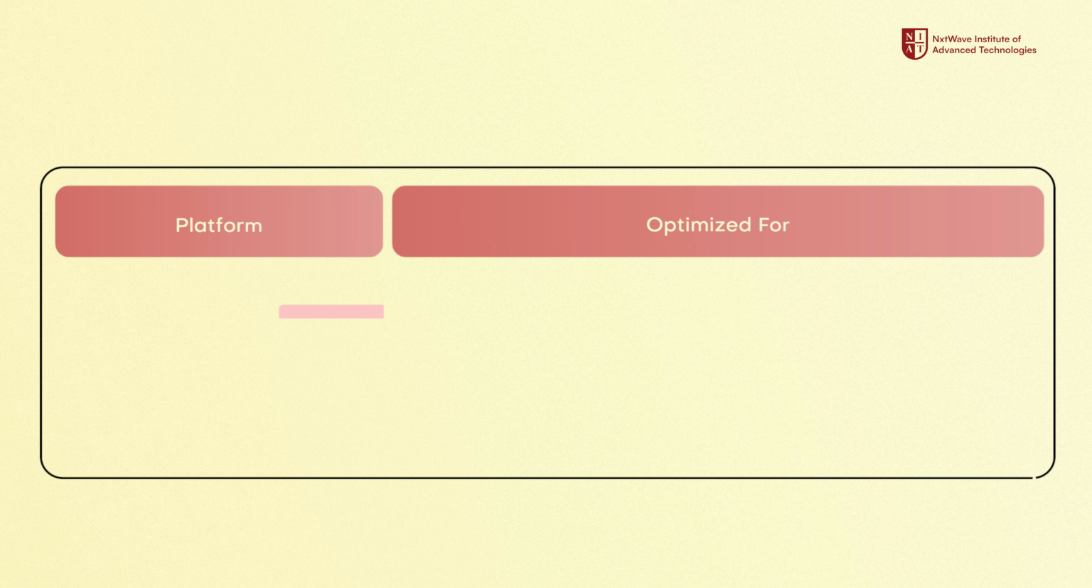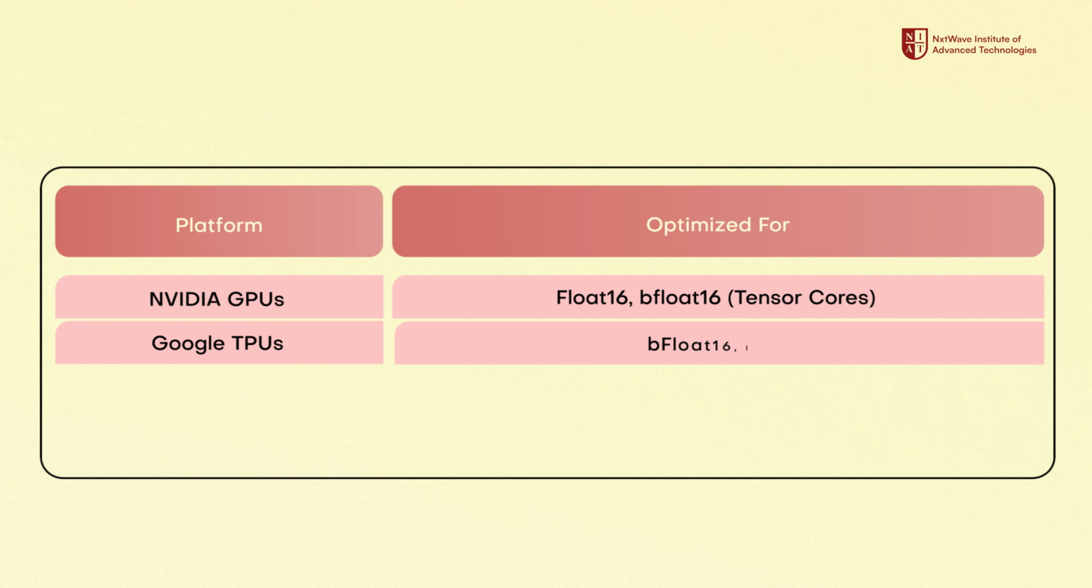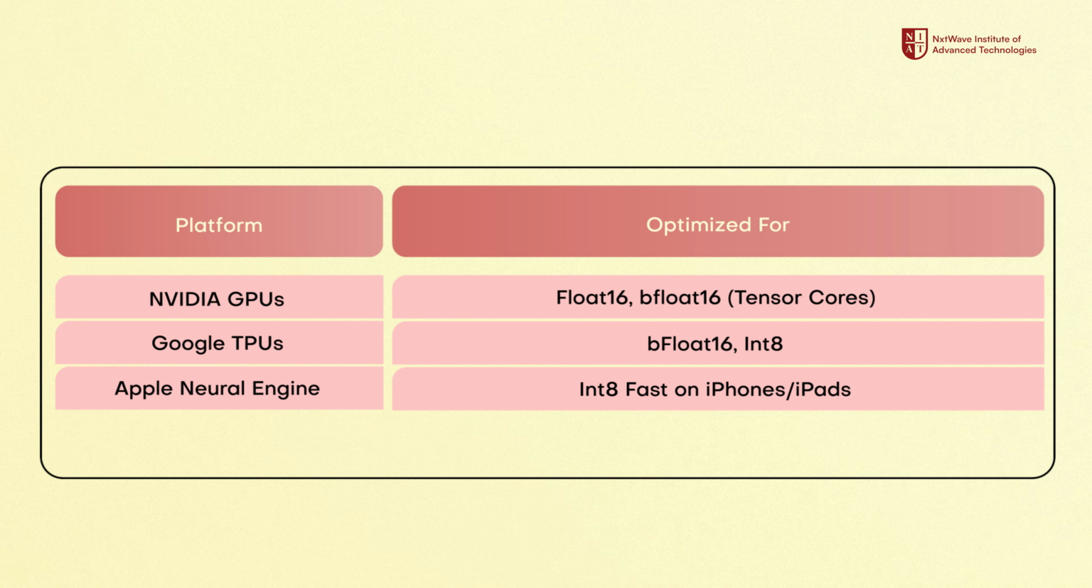Hardware support. Who makes this work? Of course, this magic doesn't work in a vacuum. You need hardware that supports low precision operations. Let's take a look. NVIDIA GPUs support both float16 and brain-float16 via tensor cores, super useful for training and inference. Google TPUs use both brain-float and int8 extensively, especially in production models at scale. Apple Neural Engine, optimized for int8.